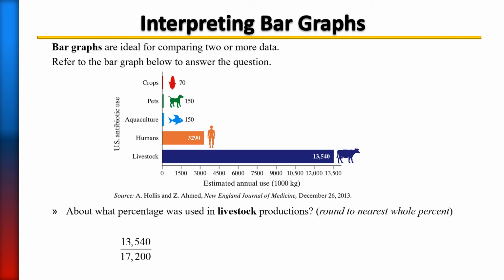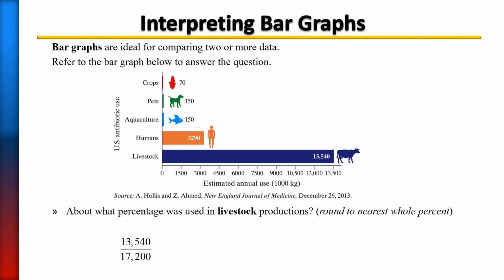So if you have your calculators, go ahead and take your calculators out. You're going to go ahead and type in 13,540 divided by the total, 17,200. And what the calculator is going to give you is a decimal, and then all you need to do is move 2 places to the right to turn it into a percent, and then you'll have the percentage for the livestock production. So what did you get?